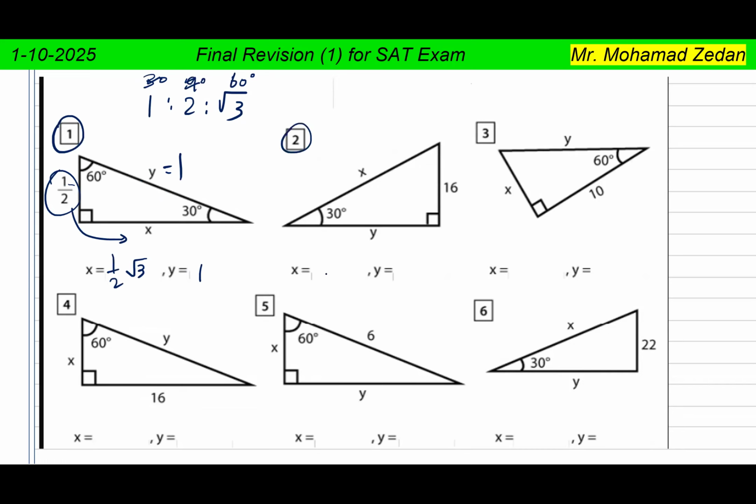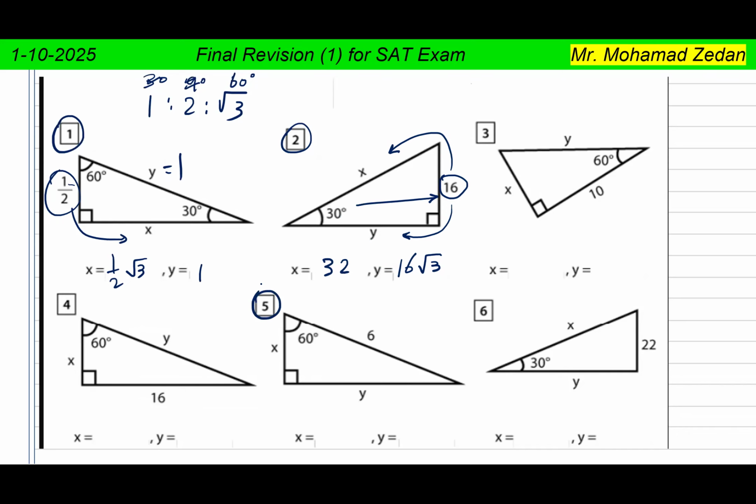Number 2, who can give me x and y? Please, quickly you can practice, you can solve. Very simple. This is the shortest side. Look at 30 first. The opposite side is the shortest. The hypotenuse is always double this side. What's the value of x now? 32. Of course. What's the value of y? Take this short side multiplied by what? Radical 3. Exactly correct. Very simple. It's not hard.